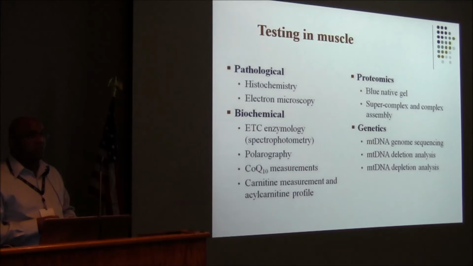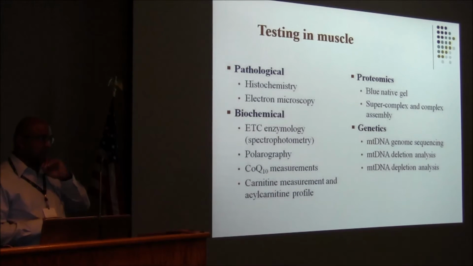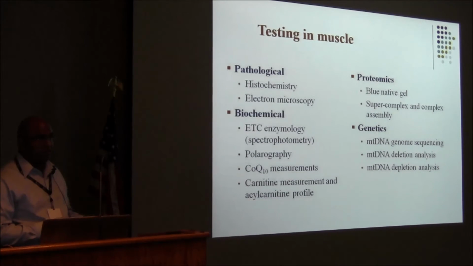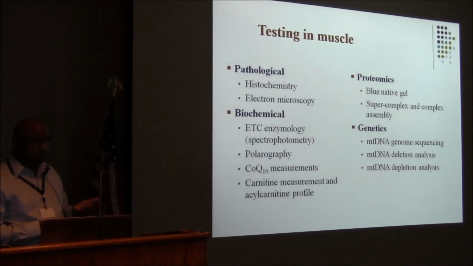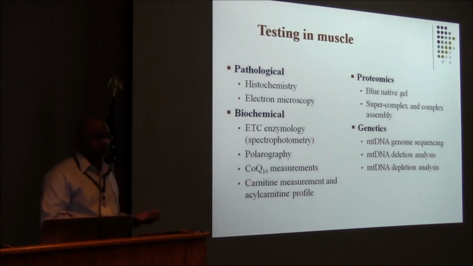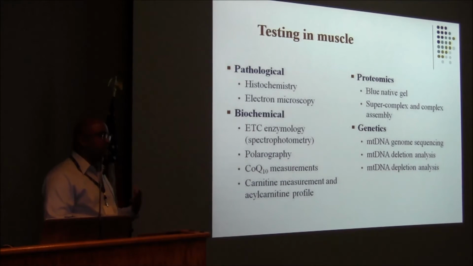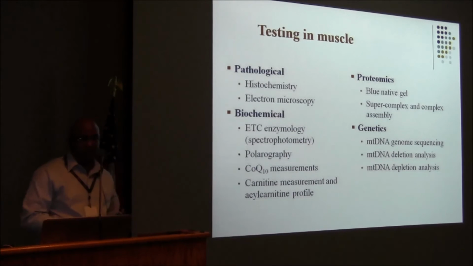And again, here you can't really say that muscle is the only tissue type that you need to test. You have to look at other tissues like liver, because not all genes are expressed in muscle. So there are certain genes that are expressed only in liver, which cause pretty severe mitochondrial disorders.